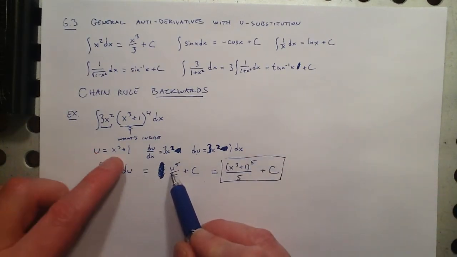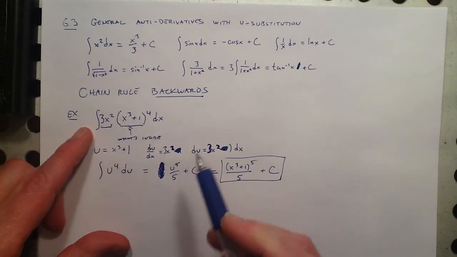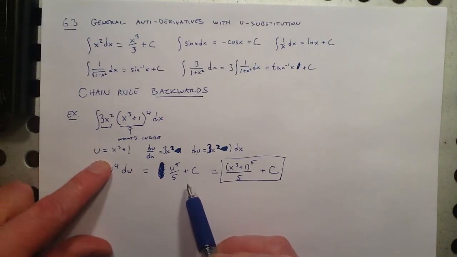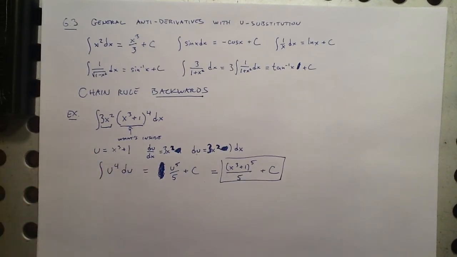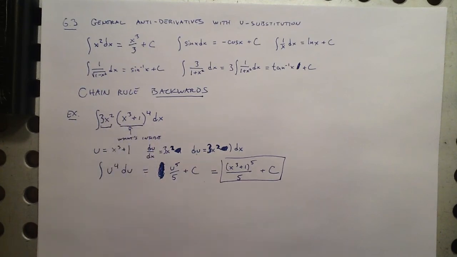After resubstituting at the end, because if we're given an original problem with x's in it, we don't want to give the answer in u. Although this is correct for the answer, it's only correct according to our substitution, so we want to go back to the x's at the end. And I'll leave it to you to check that if you took the derivative of this and you use the chain rule properly, you will in fact get this as the derivative.